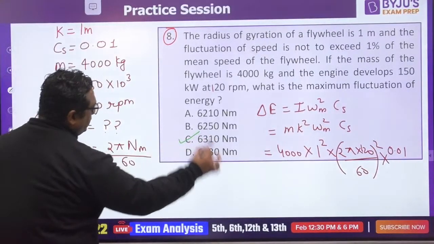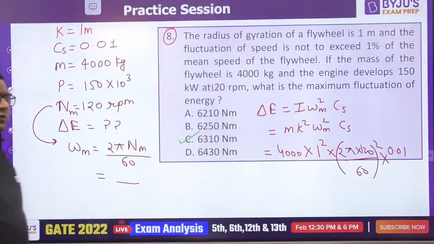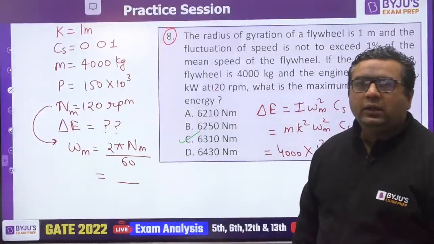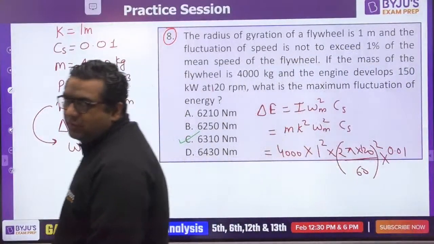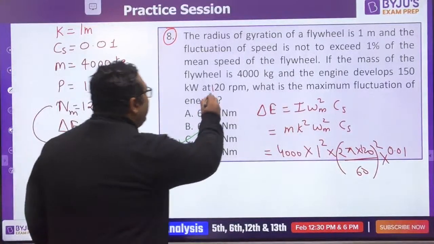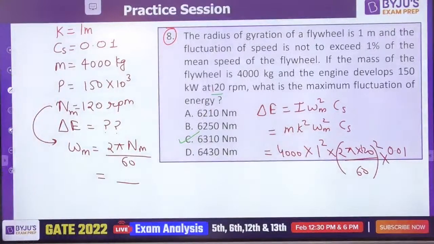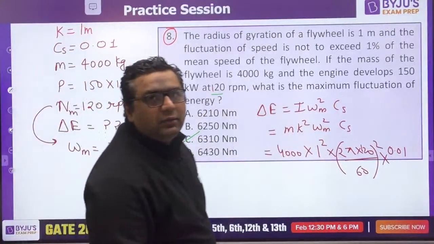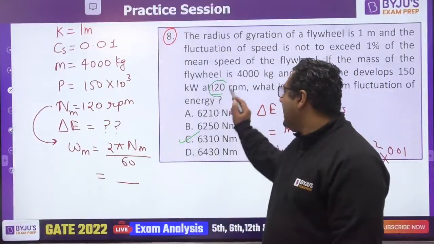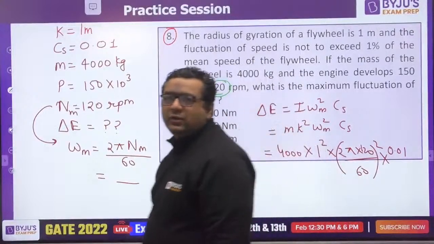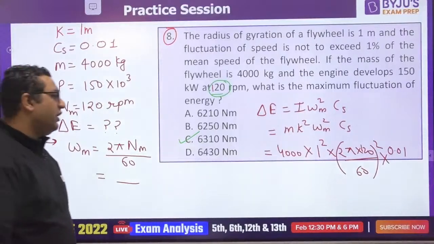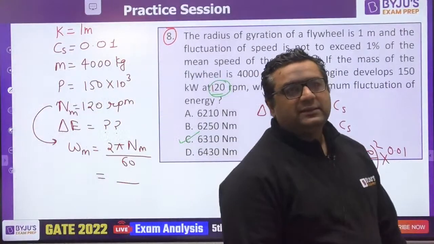The answer would be C for this. 6310. Abhiram, C would be the right answer. Very good, Parvinder. Actually, N is 120. It is not 20, it is 120. So do correct it. Very good, Rohan. Sudarshan, correct N value to get the right answer. Very good, Parvinder. You are getting the exact value, 6316.55. Very good, guys.